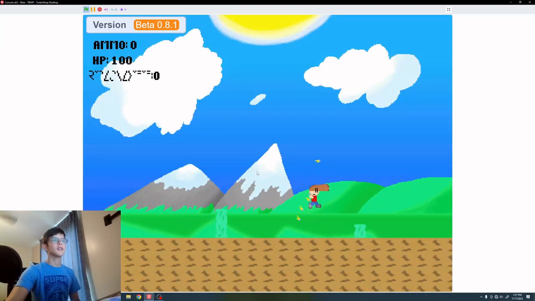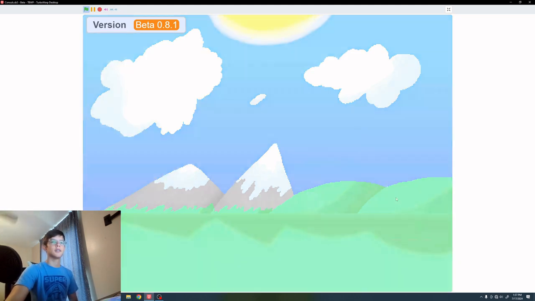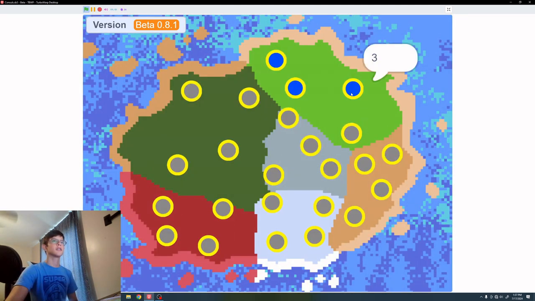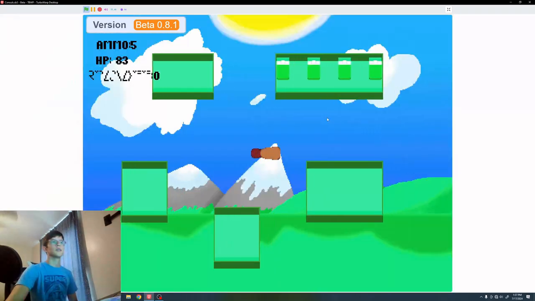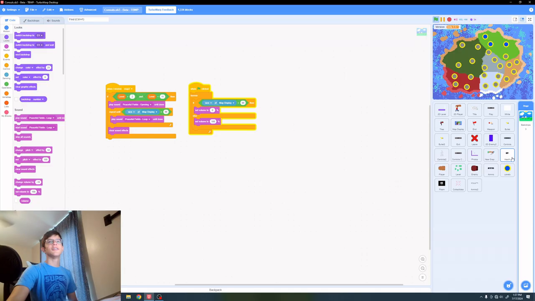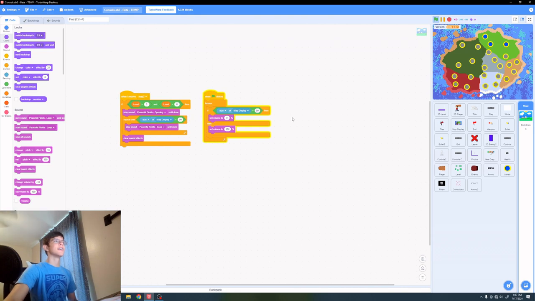Hey, the coins are gone. That's a minor change. It's a bug. But hey, I changed it. I fixed it. Why is that so high? Look at this. And there you go.